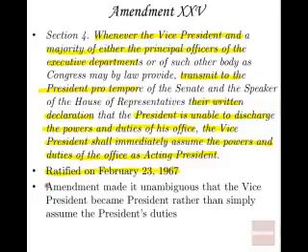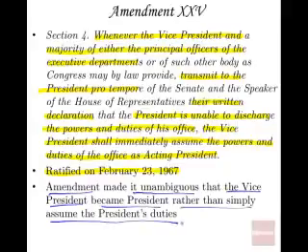So this amendment, in its totality, covers a lot of different issues that cleared up a lot of ambiguity dealing with the transfers of power between the vice president and the president. This amendment made it unambiguous that the vice president became president rather than simply assuming the president's duties. So again, might be a very subtle change, but there is a difference between being the president of the United States or being the acting president of the United States.